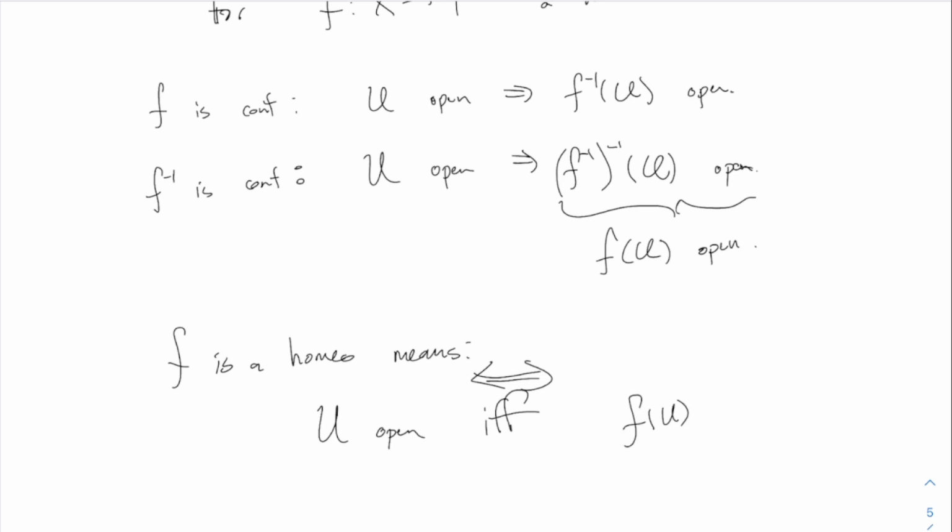f of U is open, right? Because that's what this says. U is open implies f of U is open, but also the other way around is true too. You can go the other way also. If you have an open set in the range, you can bring it back and it makes an open set in the domain. So U is open if and only if f of U is open. This is those two continuity properties of a homeomorphism written together.